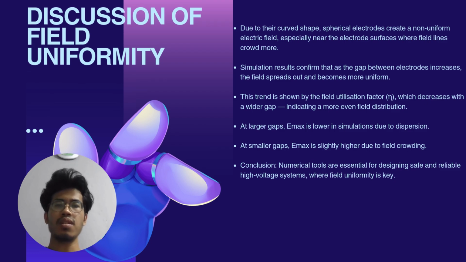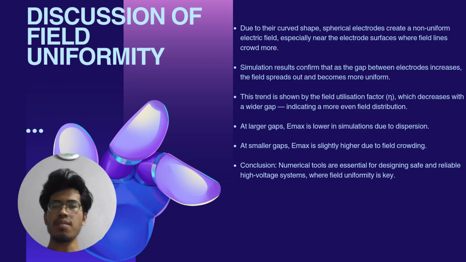Discussion of field uniformity. Due to their curve shape, spherical electrodes create a non-uniform electric field, especially near the electrode surface where the field line is curved. The simulation result confirms that as the gap between the electrodes increases, the field spreads out and becomes more uniform. This trend is shown by the field utilization factor, which decreases with a wider gap, indicating a more even field distribution.